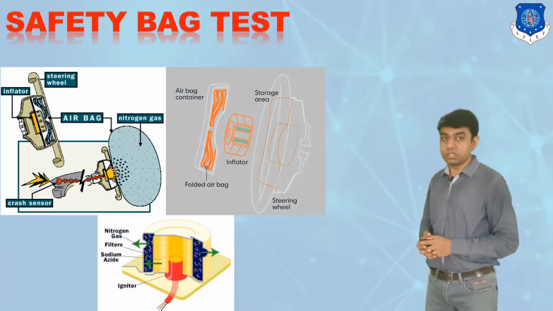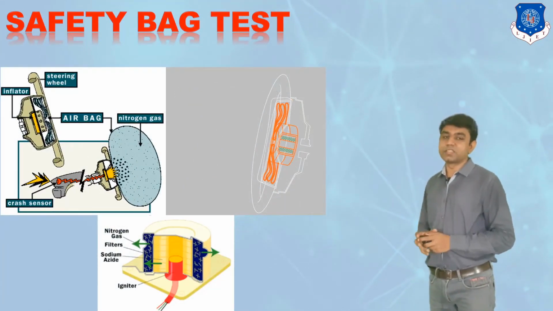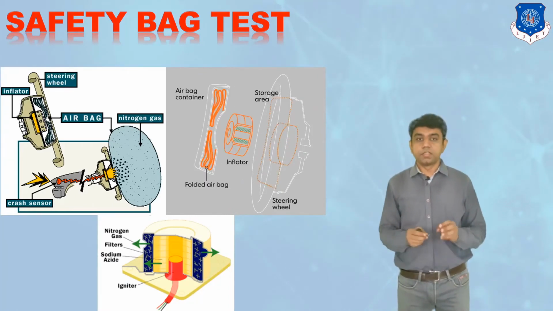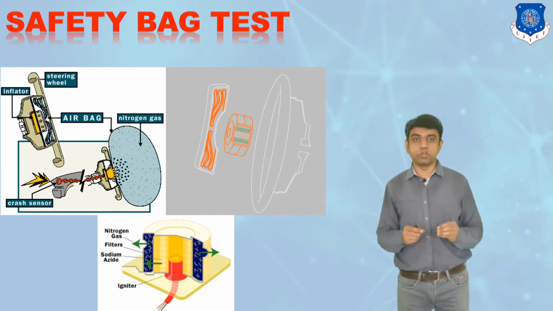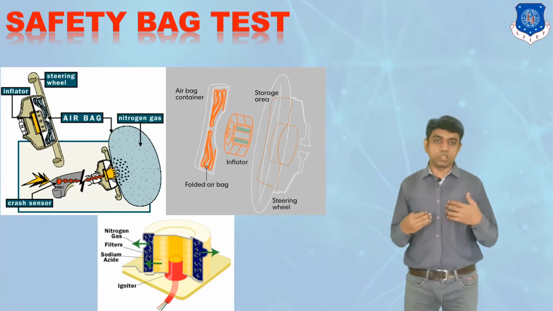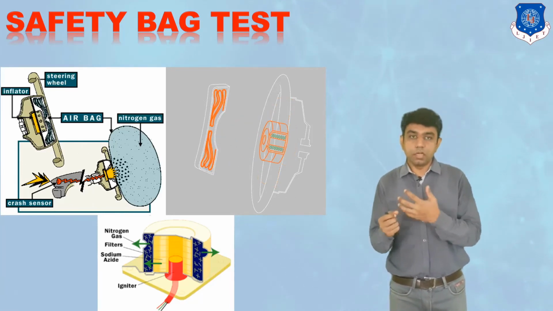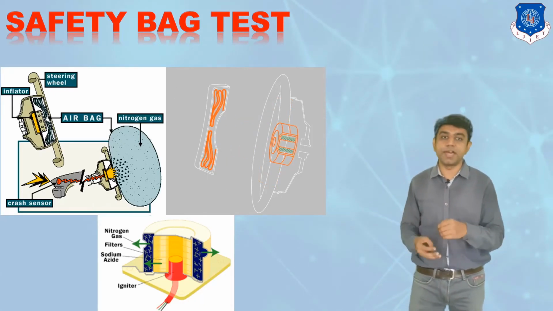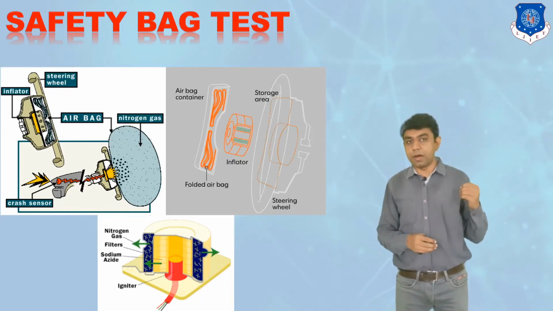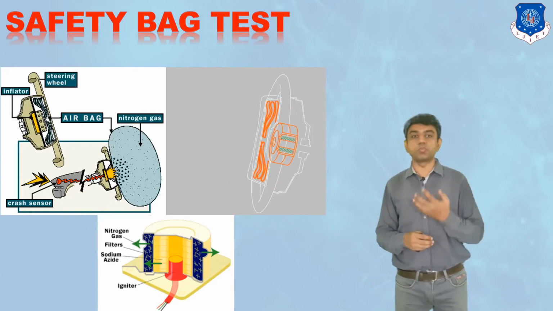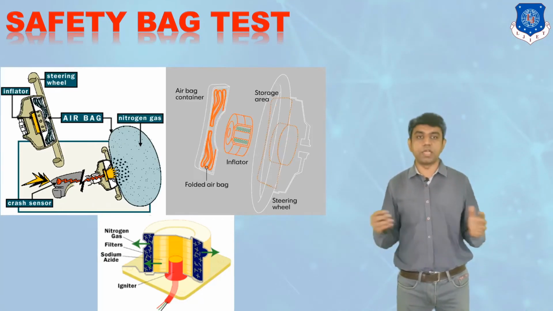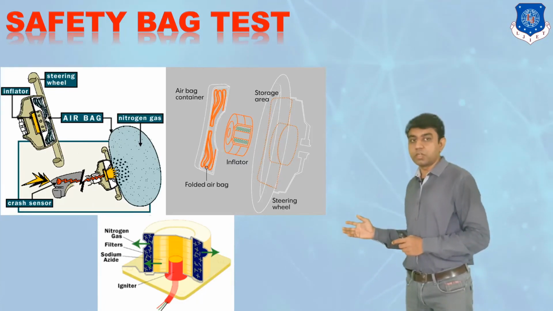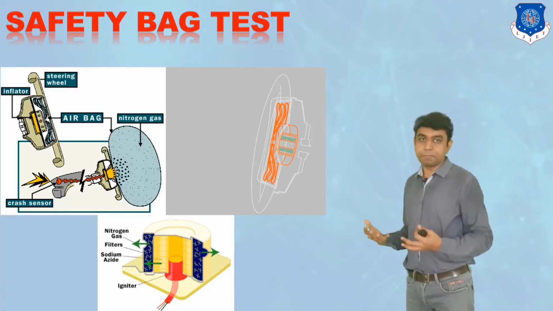Now the next important test is the safety bag test, because the safety bag comes under the passive safety system. The passive safety system is the system which tries to minimize the loss once an accident has happened. You are facing a front collision, but if the airbag does not open at the right time, then that airbag is of no use. Also, if the pressure in the airbag is not okay, then the airbag is of no use. So we need to ensure that the timing of opening of that airbag is okay, and that it has proper pressure.